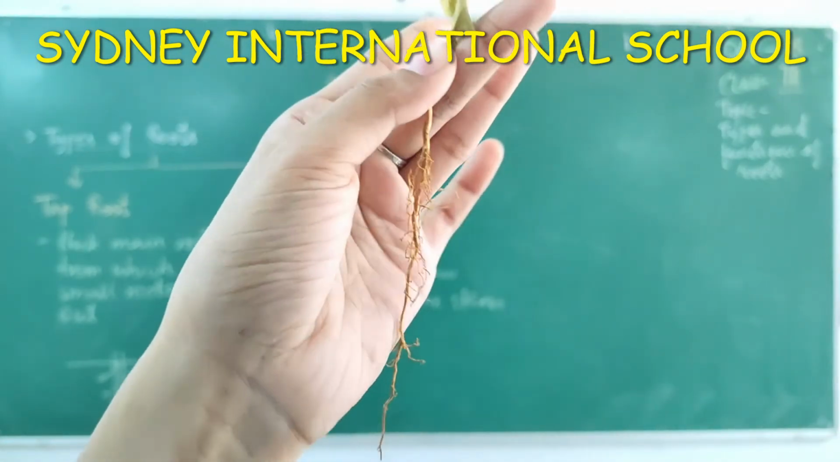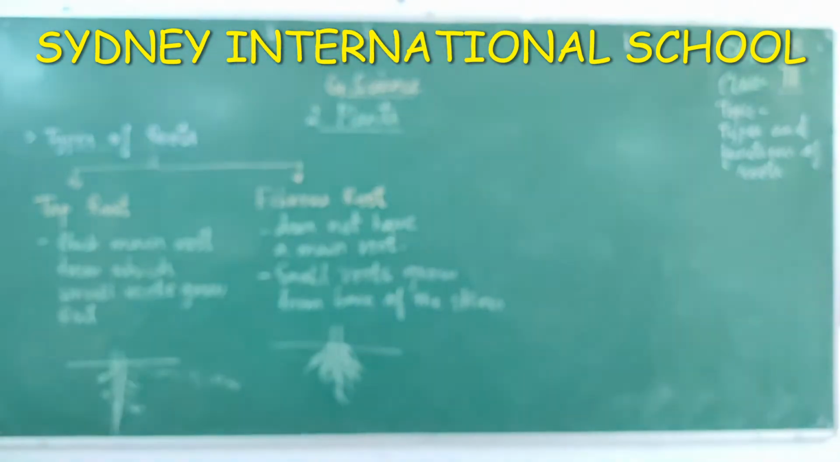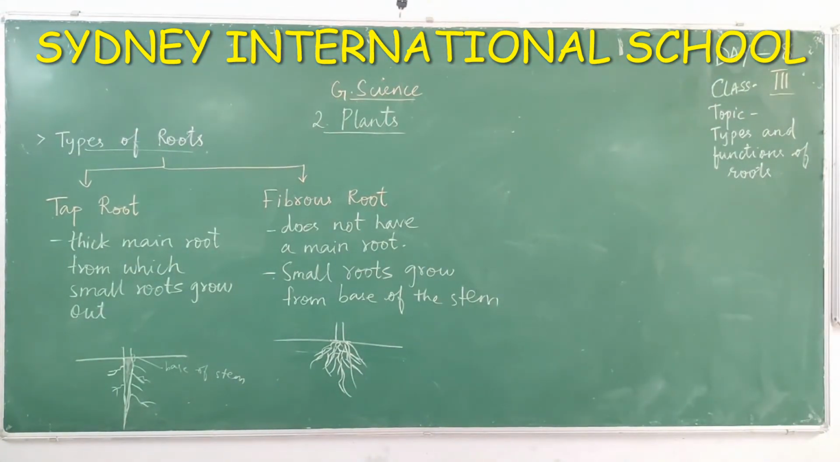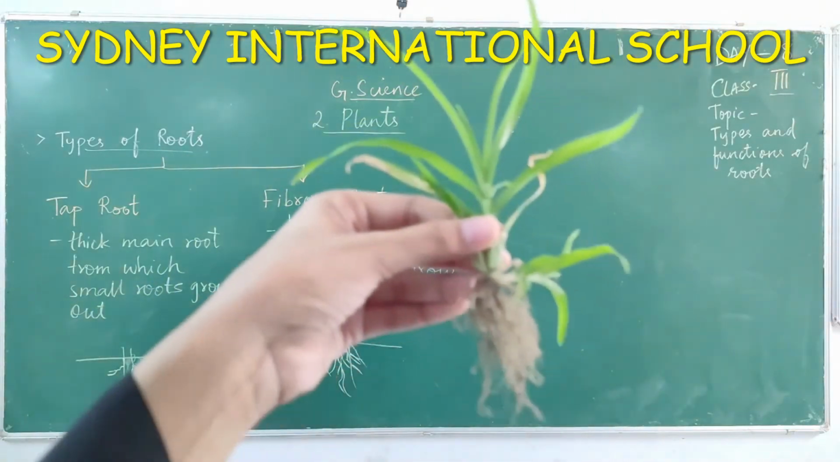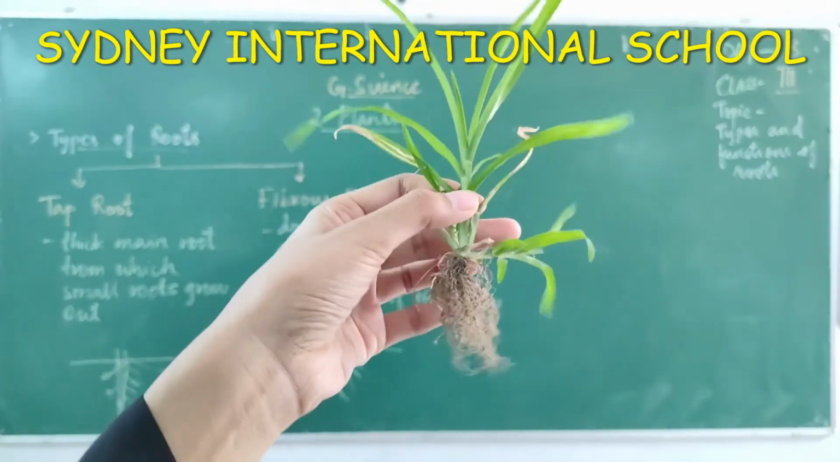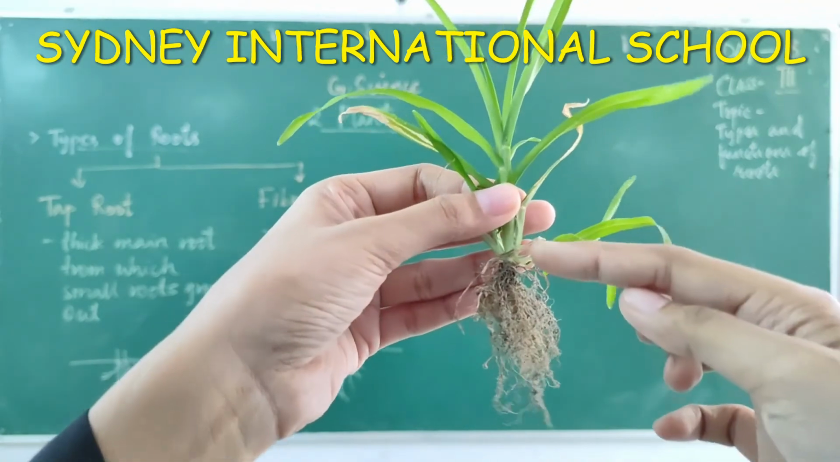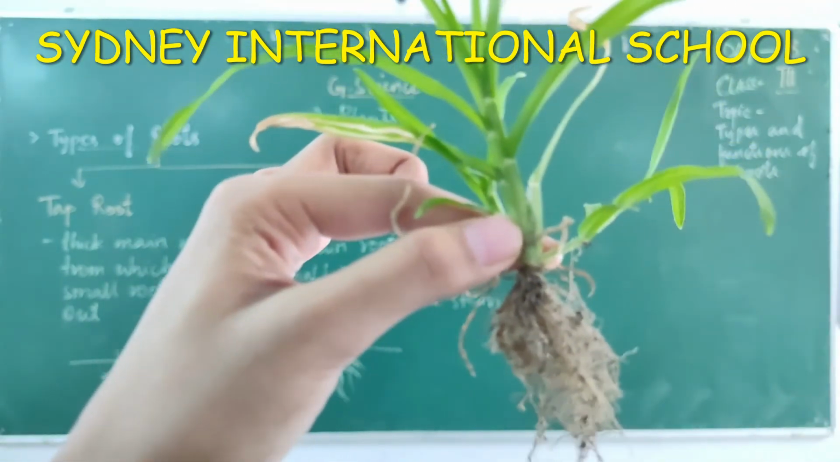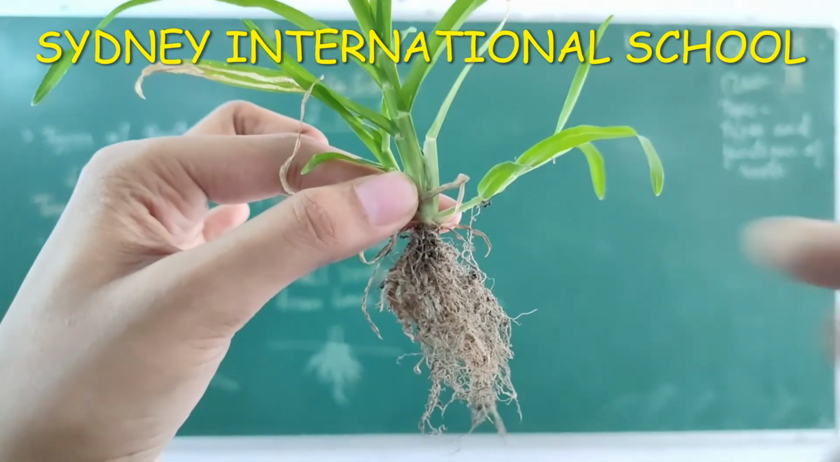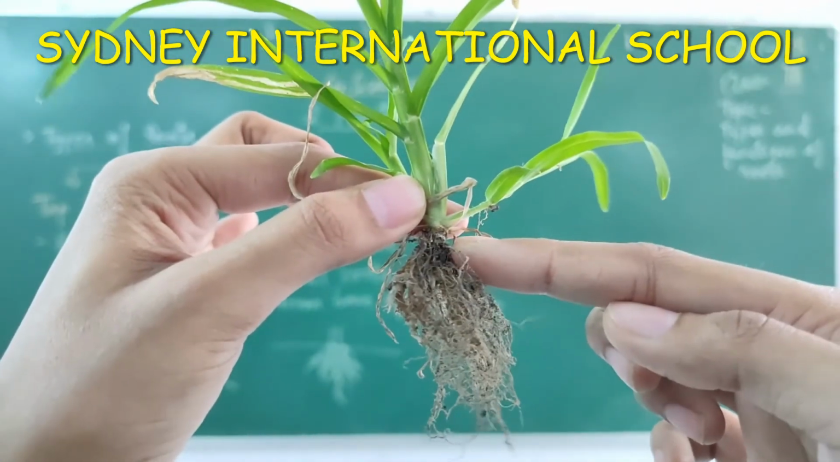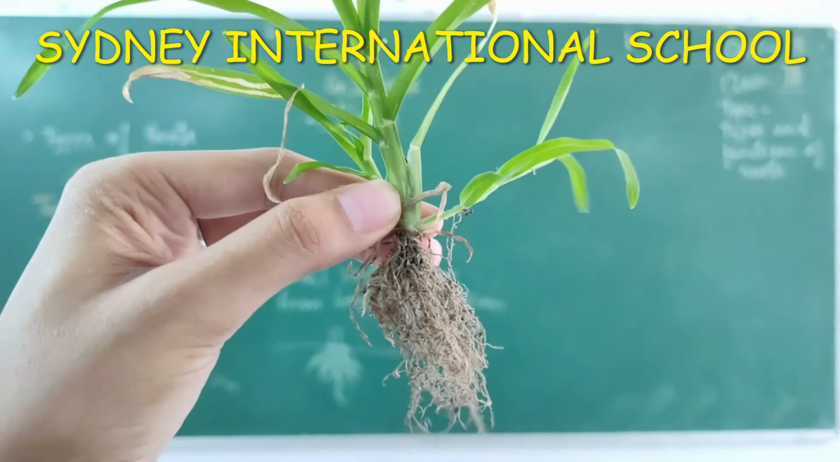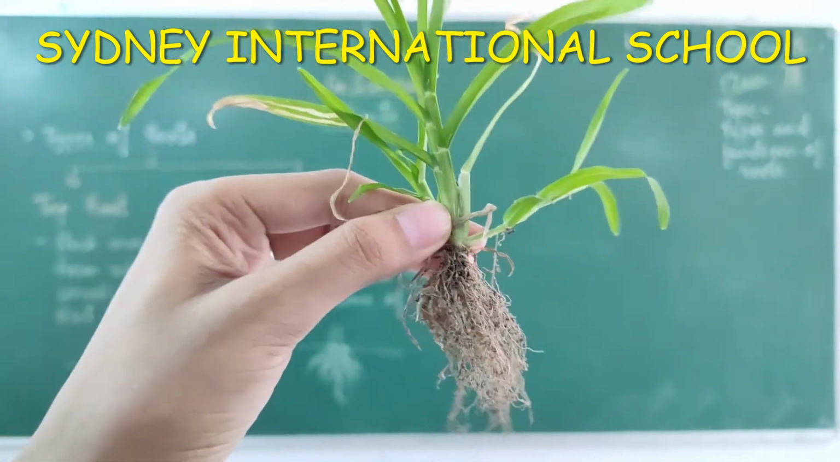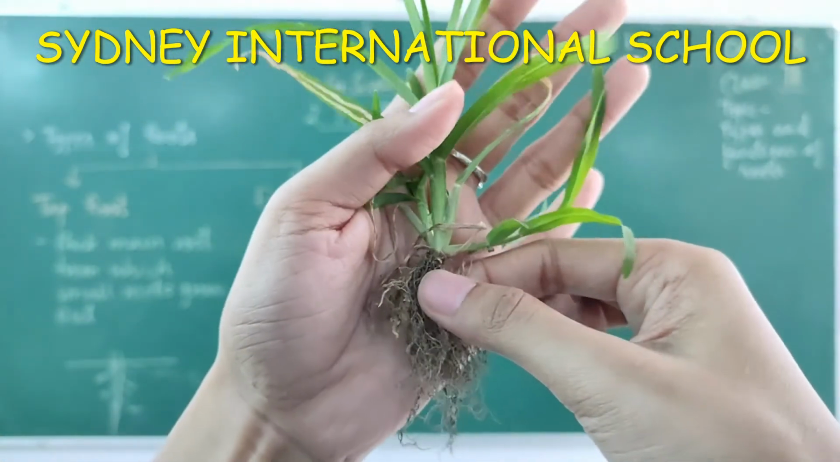Observe it. Now next, what I'm holding is a fibrous root. Now look here. This is a fibrous root. This is the main stem. This is the base of the stem where I am holding. See here, the plant is ending here. This will be till the ground. Here directly the roots are starting. So I'll hold it like this so you can see.